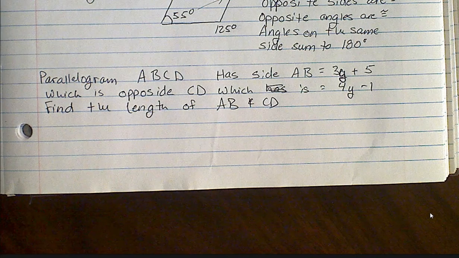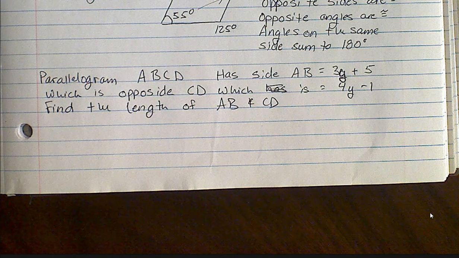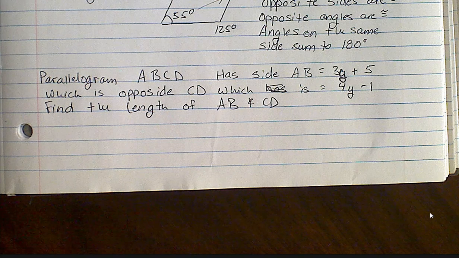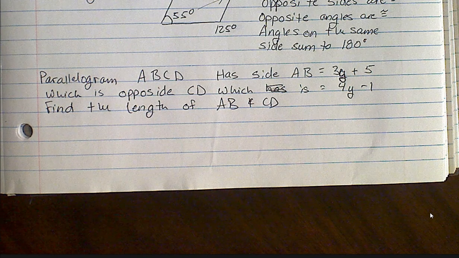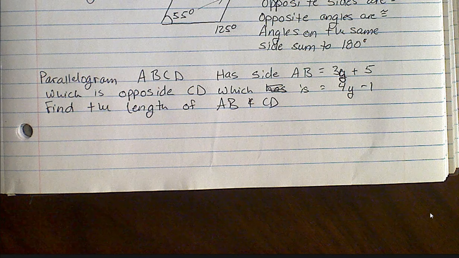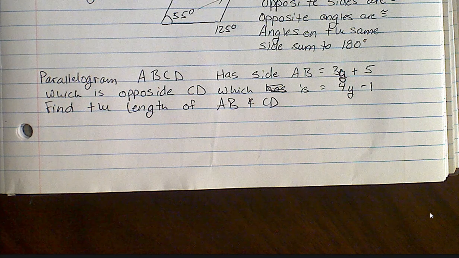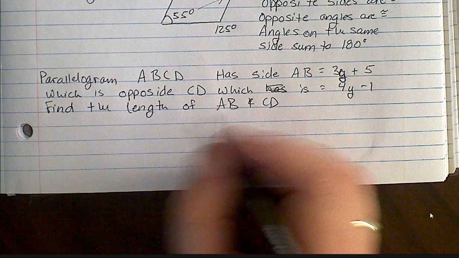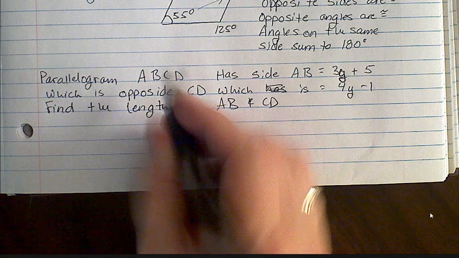Okay, so this is an example of a problem that you will see in your book today. If we have a parallelogram ABCD that has those two sides that are opposite each other with those two measurements, what do you know is true about sides that are opposite one another in a parallelogram? Congruent, right? Which is a way of saying that their measures are equal.